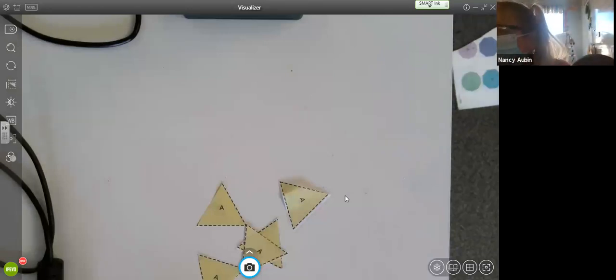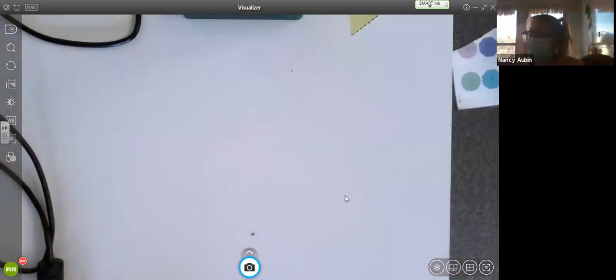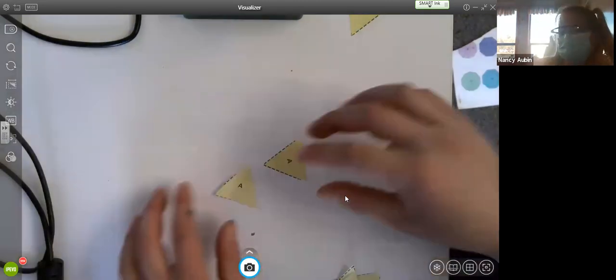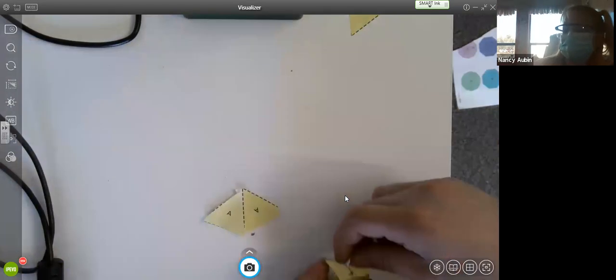Do you want to do one more? Okay. Do you have another one, Lennox? Lennox has an awesome one. Boy, Lennox, you're a visual learner. I can tell who my visual learners are, the kids who are having a blast making these. This is one of mine.